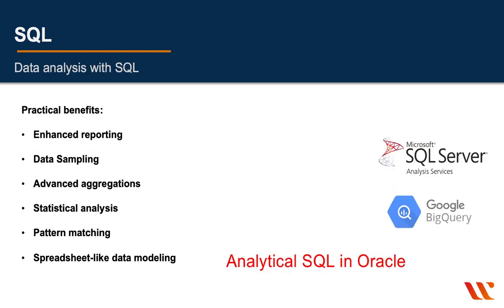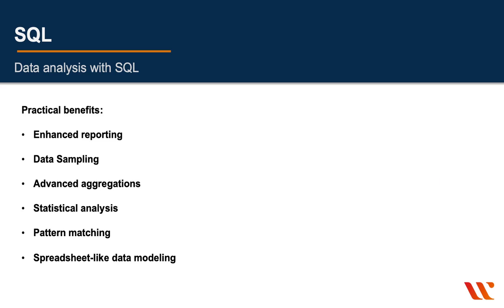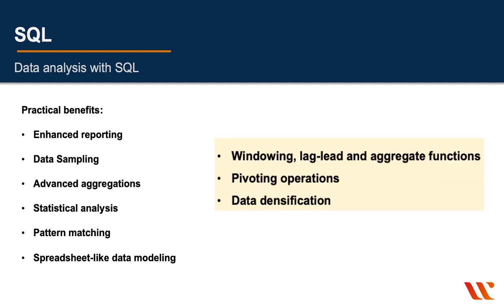So what are some of the practical reasons for what we just learned? The first one is enhanced reporting. You can use windowing, lag, lead, and the reporting aggregate functions to compute moving and cumulative versions of sum, average, count, max, min, and many other functions. They provide access to more than one row of a table and remove the need to use multiple self-joins.